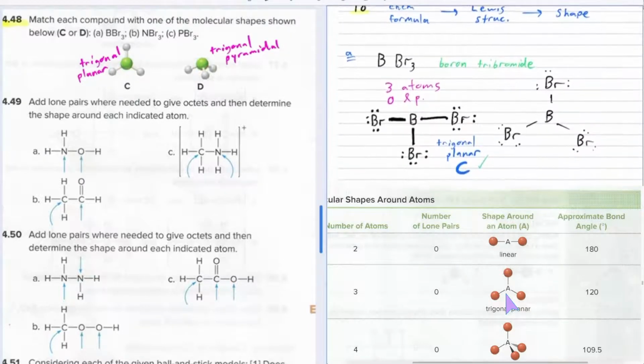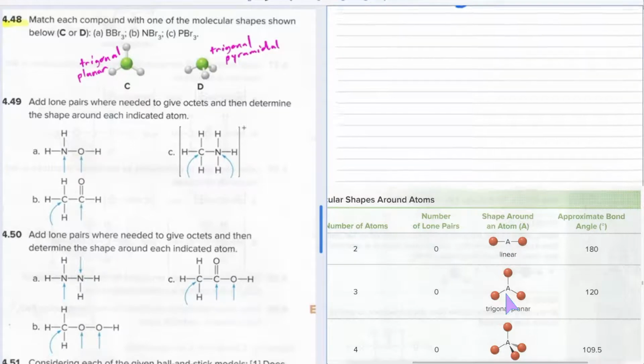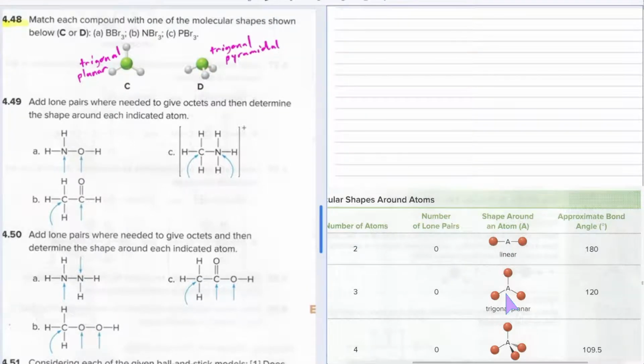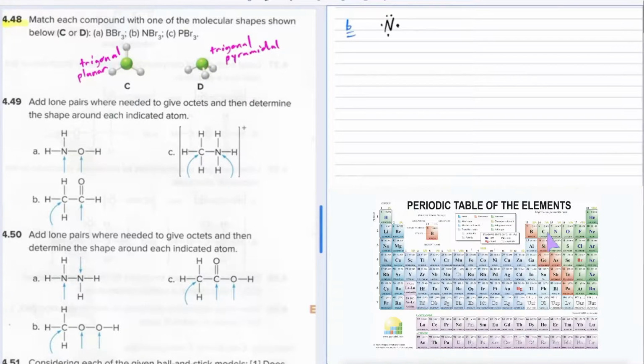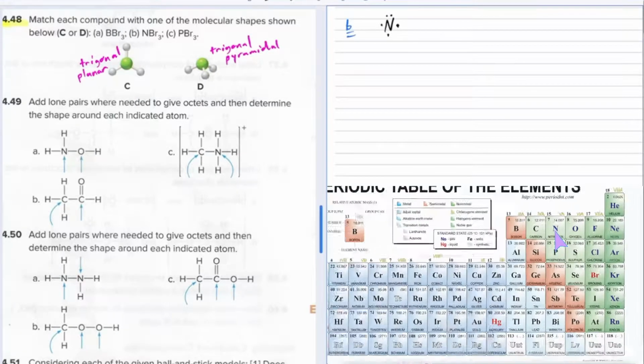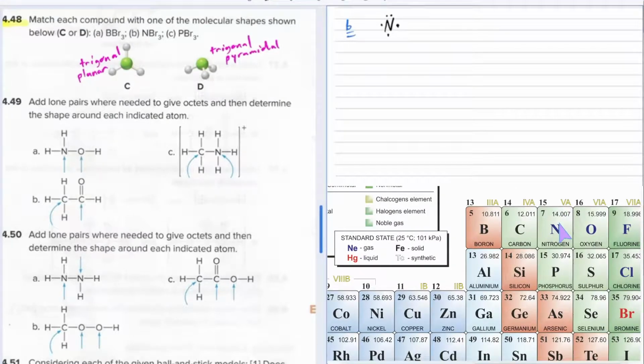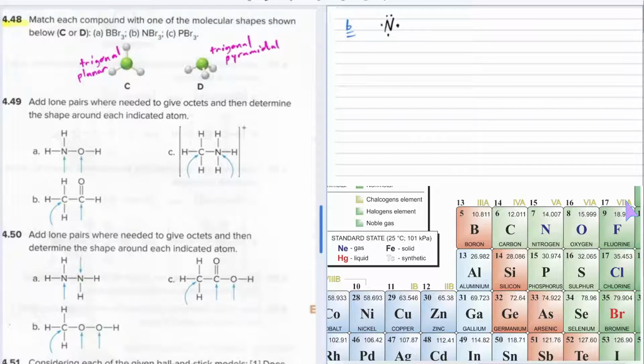Now the next one is B. What is B? You've got nitrogen tribromide. Nitrogen has 5 valence electrons. Okay, nitrogen is in group 5A, and 5 valence electrons. The bromines have 7. They're in group 7A.